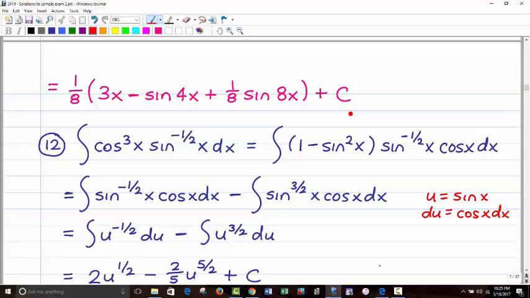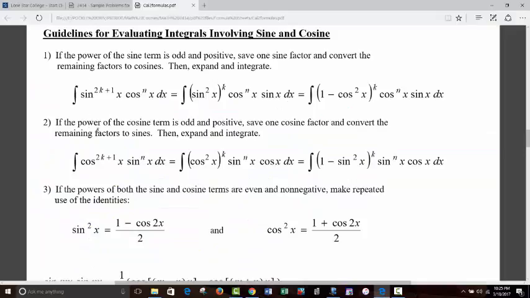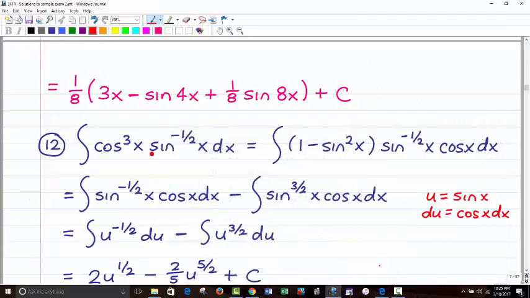So the next one, we have cosine cubed x times sine to the negative 1/2 x dx. So whenever cosine is odd and positive, from number 2 in these rules, we save a cosine here for our du, and then we convert to sine. So when we take away a cosine from the cosine cubed, we have cosine squared. And then that leaves me a sine to the negative 1/2 x dx.